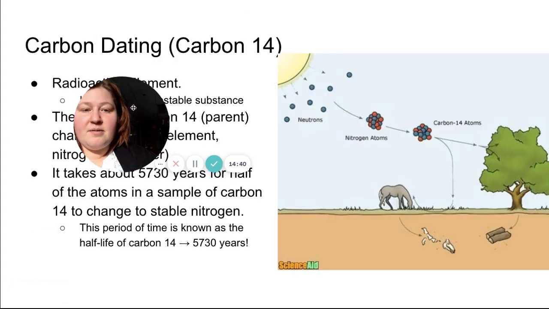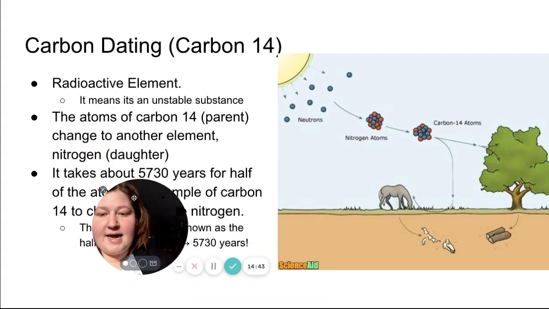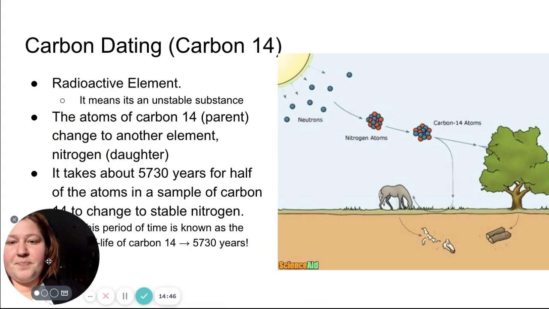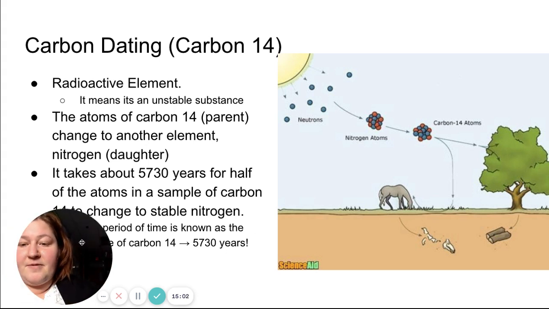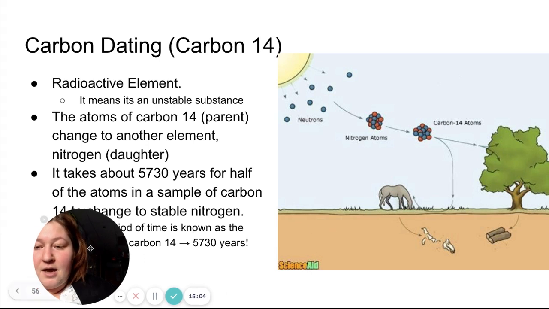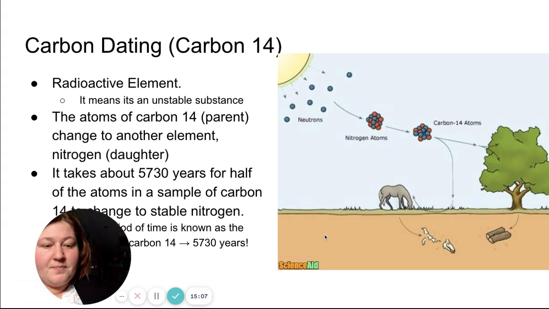We already talked a lot about carbon-14, so I'm not going to spend too much time on this slide. You don't need to write this in your notes. But carbon-14, like all of those other elements, is radioactive, meaning that it's unstable. We see here that carbon-14 changes into nitrogen, that other element, and it takes about 5,730 years to do that. So anyway, we already talked about that, but I kind of liked this picture to show that change from carbon atoms into nitrogen atoms.